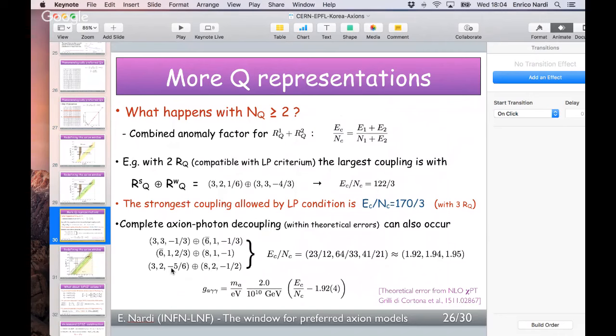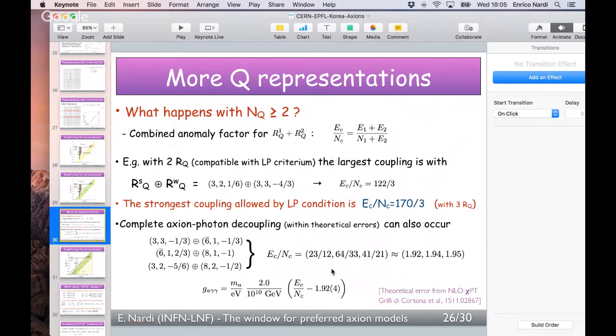Yeah, very interesting. And you get this already with two quarks, two representations. If you have three and so on, you get more cases, of course. And this also proves you can have a similar situation in DFSZ models. There are also examples where you can get, without fine-tuning, just with the choice of representation, within the error. No, it's not experimental. This is a theoretical next-to-leading order chiral perturbation theory computation, so it's not exactly an experimental error. But within this error, let's say, you get complete axion-photon decoupling.